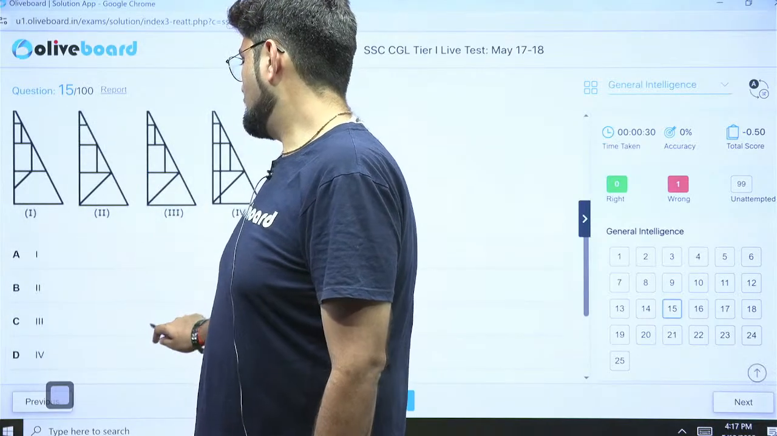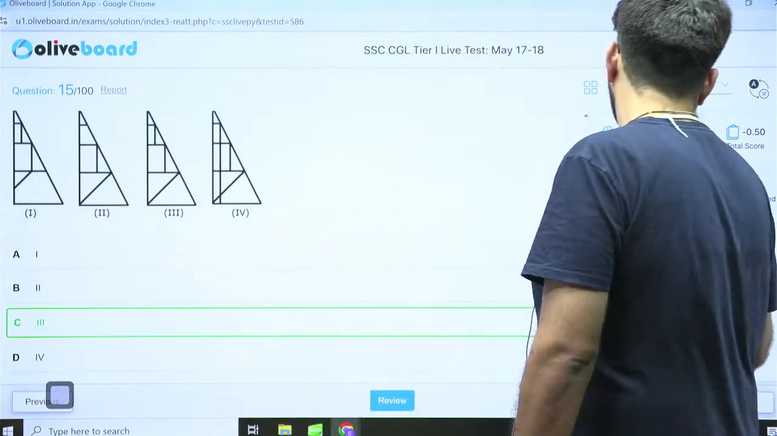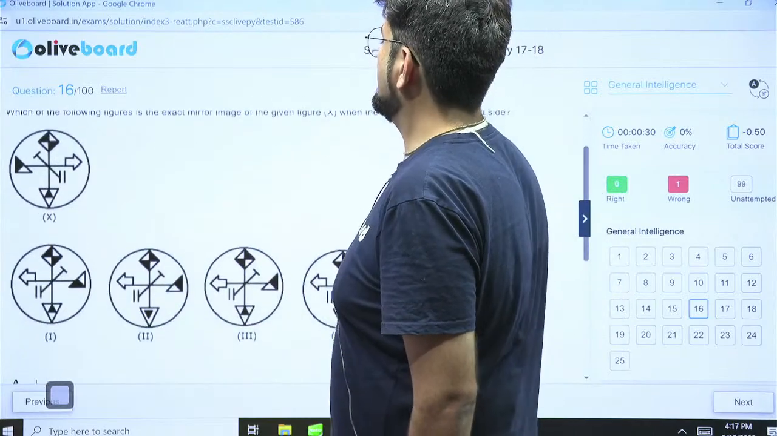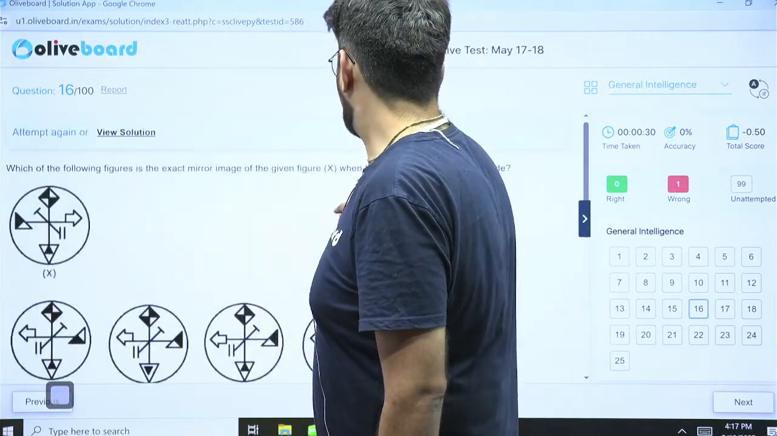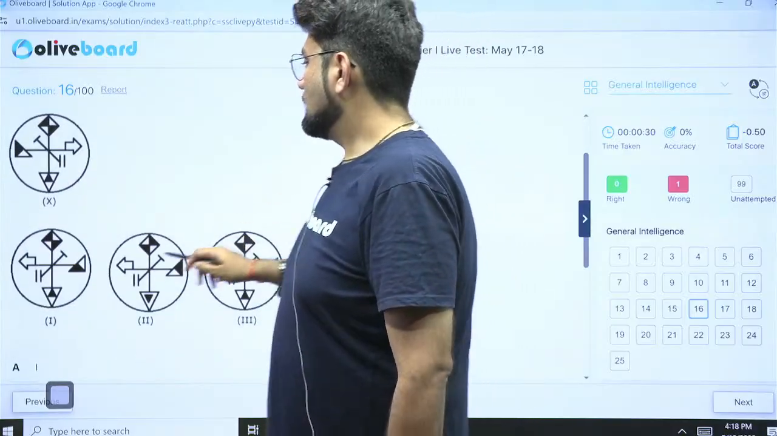Figure 3. Figure 3 completes the pattern. Next, question number 16. Exact mirror image. So, this mirror is placed where? Mirror is on the right side. Okay. This arrow will be flipped.